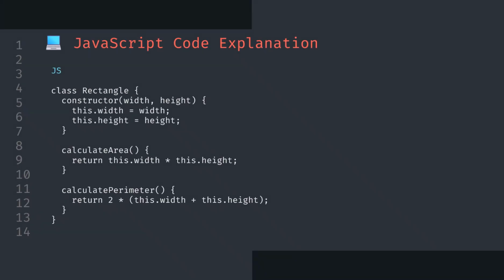Here is our Rectangle class. The constructor assigns the width and height when we create an instance. The calculateArea method multiplies the width and height. And the calculatePerimeter method adds all sides using the standard formula.